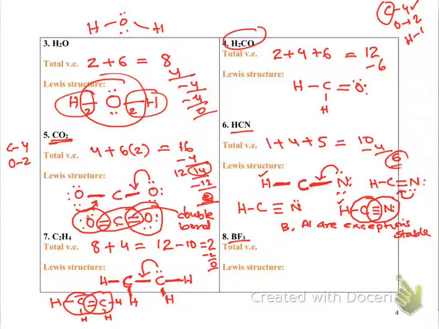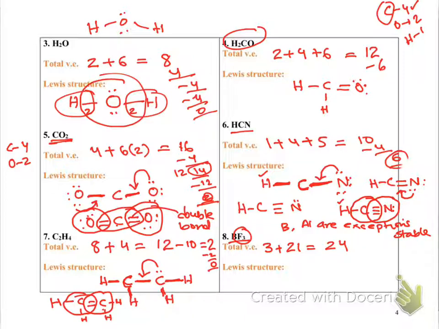So let's calculate their valence electrons. Boron is in the third A group, 3 valence electrons, and fluorine is in the 7th A group, but then there are 3 fluorine, so 7 times 3 is 21 plus 3 equals 24.